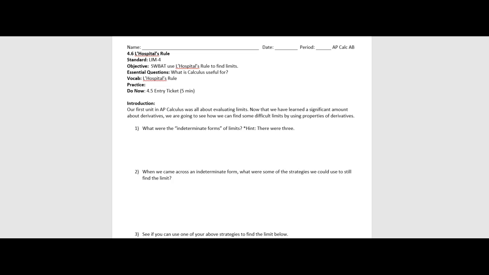Today's lesson is titled L'Hopital's Rule. I know it looks like it's L'Hospital's Rule, but it's pronounced L'Hopital's Rule. And this is going to be a lesson where we take a derivative concept and apply it to limits.